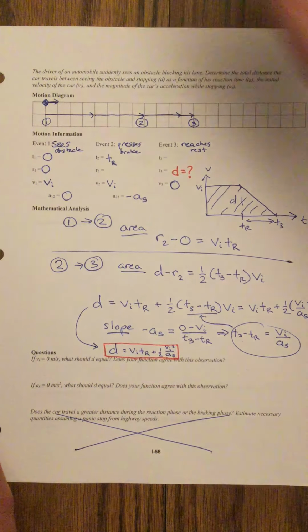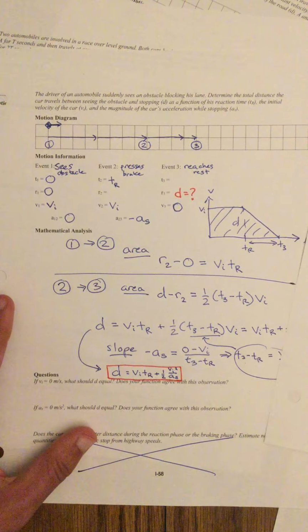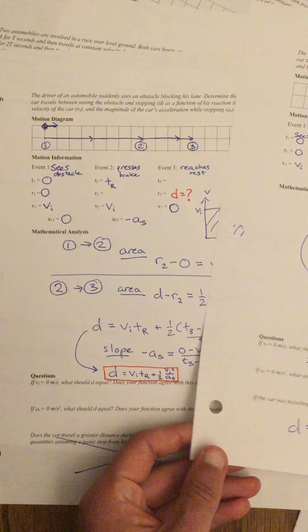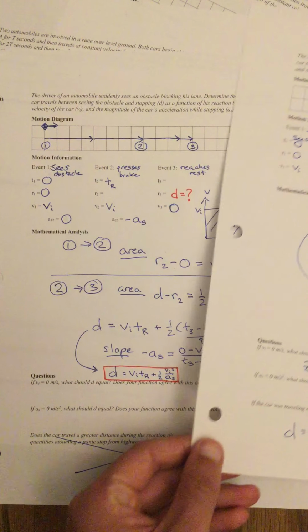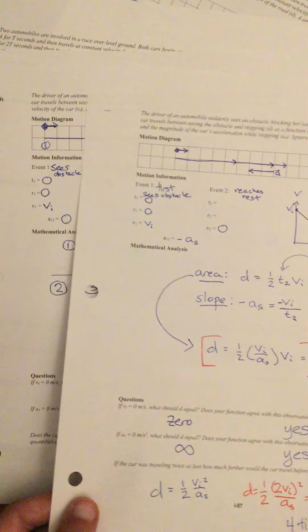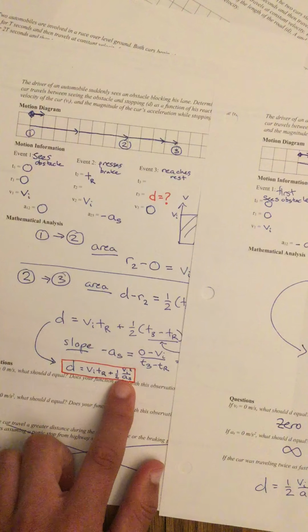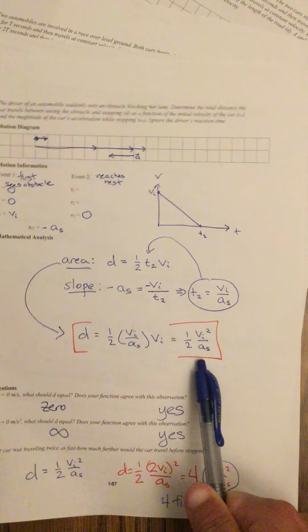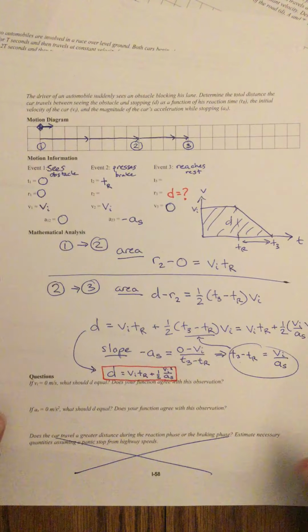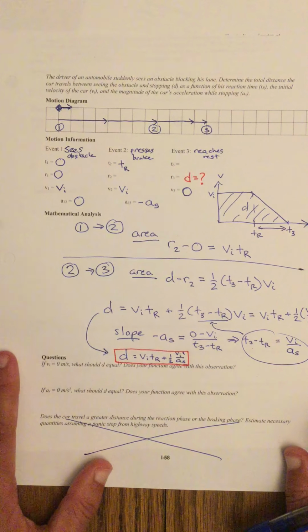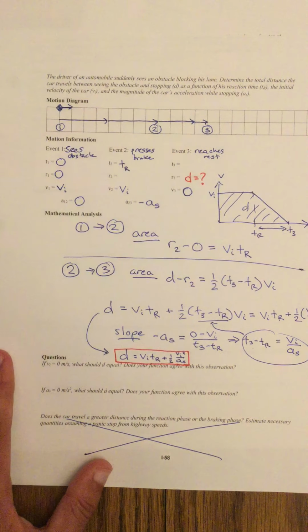And if I compare this to what I had in problem 57, it's the same thing, but with TR equal to 0. So if TR is equal to 0, I just have 1/2 VI squared over AS, which is the same thing I have there. So that looks promising. Then I can answer the questions at the bottom of the page.